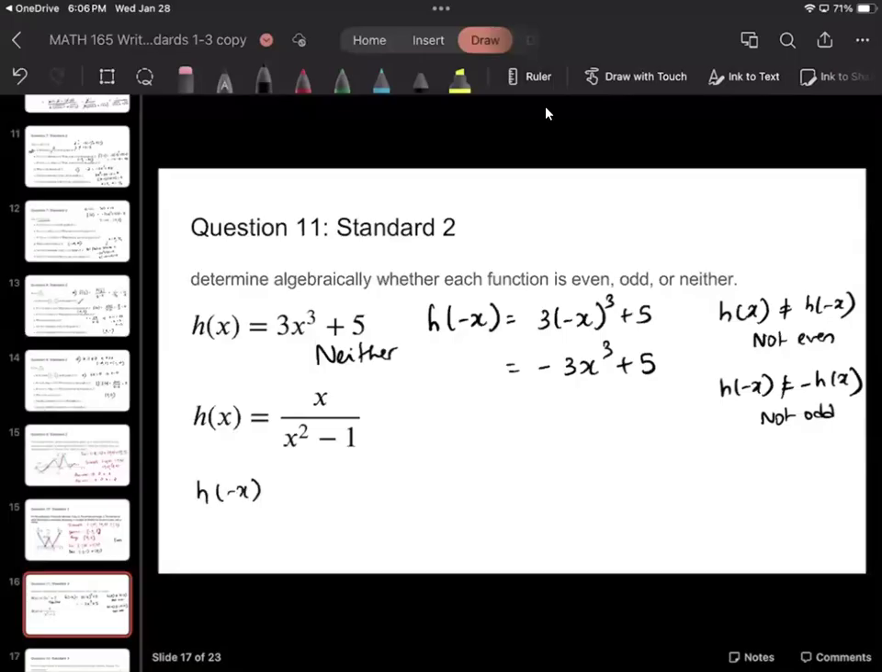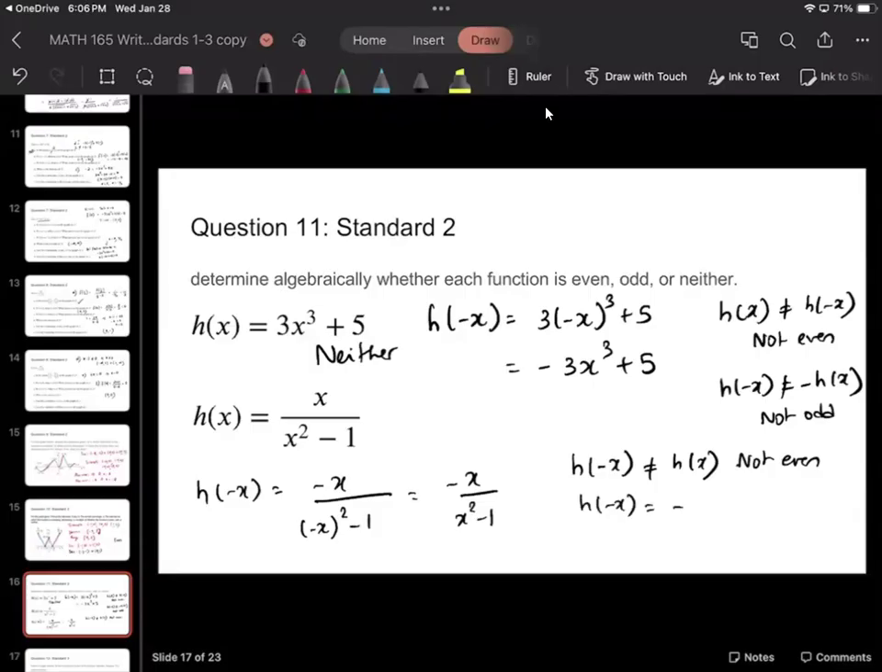So here I do the same. And then what do I observe? This becomes this. So I compare: h of negative x is not equal to h of x, so that means it is not even. However, h of negative x is the opposite of h of x. So that makes this function odd.